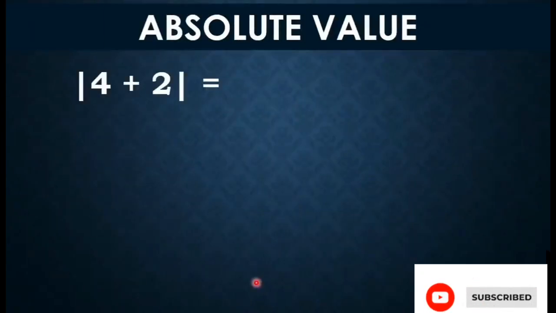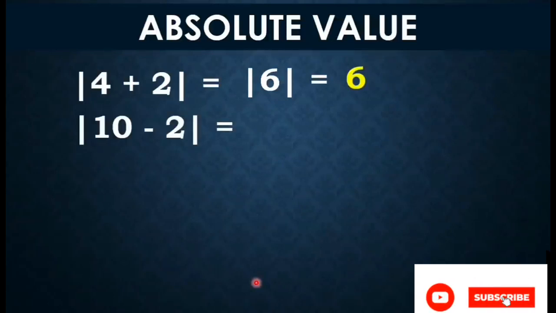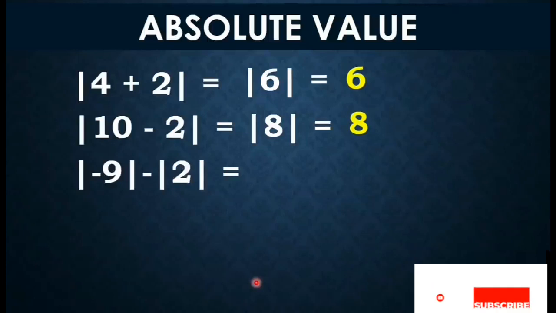For 4 plus 2 in the absolute value, it will give what? The absolute value of 6 is equal to positive 6. The absolute value of 10 minus 2 is equal to the absolute value of 8, and it will give what? 8.